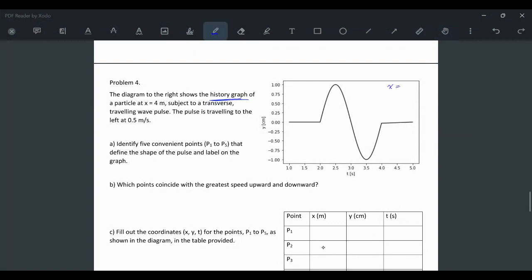So this is a history graph. It's at x equals 4, and we're told that the pulse is moving to the left. So I'm just going to give it a negative sign for the speed, at 0.5 meters per second.